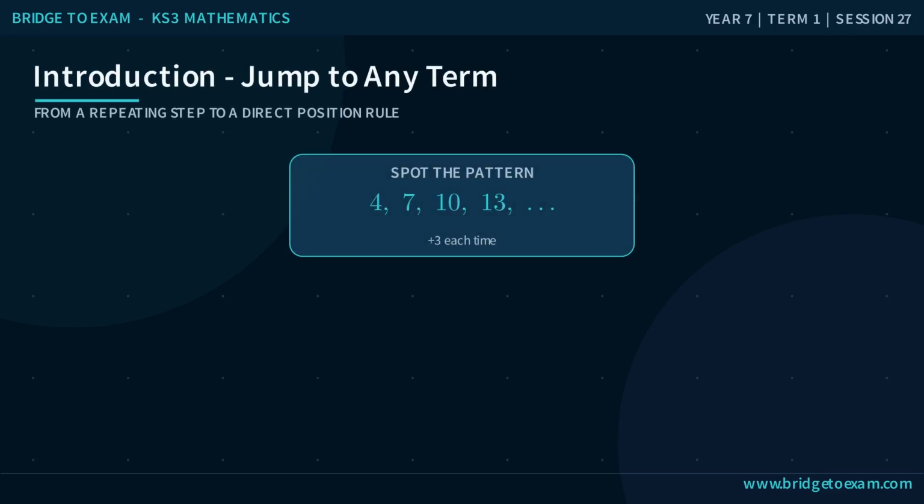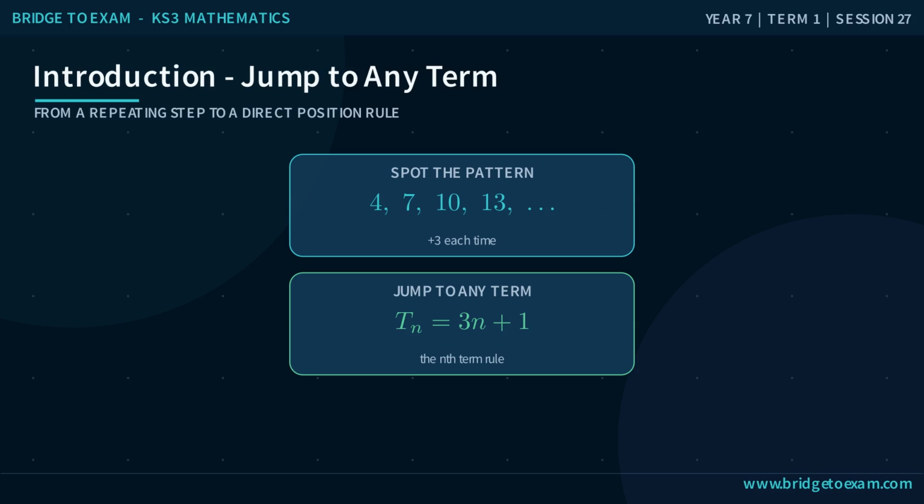Session 27, Sequences and the nth term. Look at 4, 7, 10, 13. You can continue it by adding 3, but what if I ask for the 100th term? Counting all the way would be a very slow plan. The nth term rule, 3n plus 1, lets you jump straight to any position.